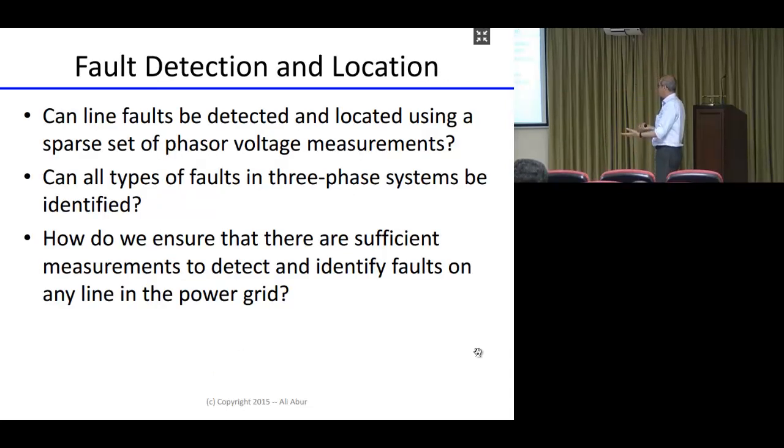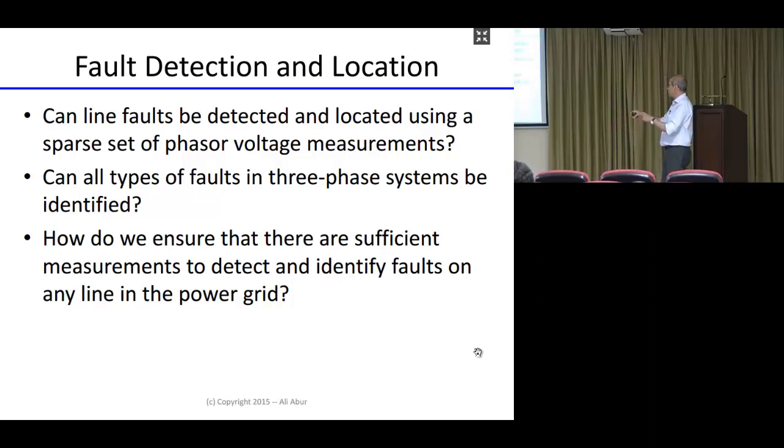So then the question is, can line faults be detected and located using a sparse set of phasor measurements? In other words, instead of measuring all the bus voltages in the system, which may not be possible now because we don't have that many phasor measurements, can we use very few phasor measurements in the system and detect and locate faults? Can we do it for any type of fault in a three-phase system, like line to line, line to ground, and so forth? And if we can, what are the limitations?